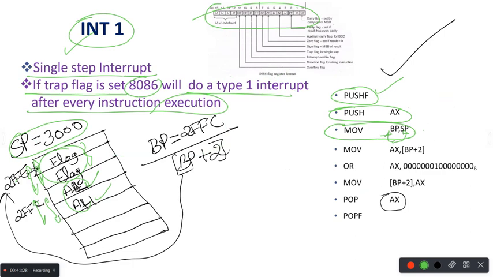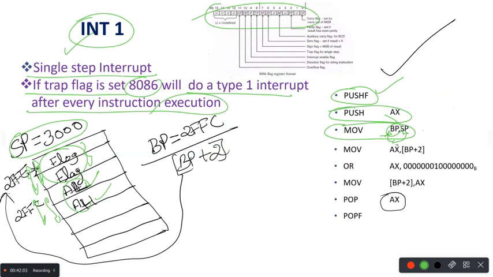So now, what is the stack pointer here? You know where the stack pointer points to after pushing AX, right? And you're going to put that into the base pointer. Okay, now move the content of BP plus 2 to the AX register.